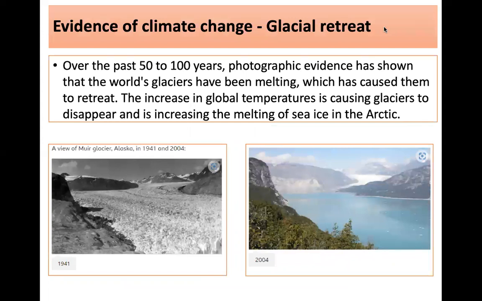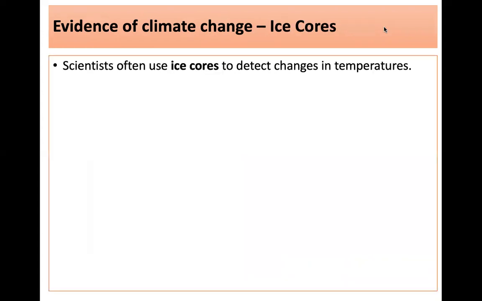So you can see here the glacial retreat at the Muir Glacier in Alaska from 1941 to 2004. So photographic evidence over the past 100 years has shown that the world's glaciers have been melting, which has caused them to retreat. The increase in global temperatures is causing glaciers to disappear and is increasing the melting of sea ice in the Arctic.